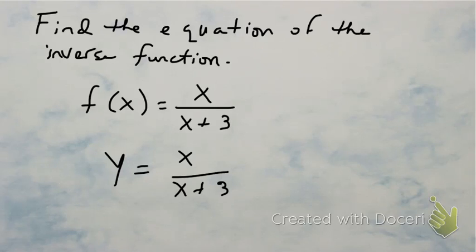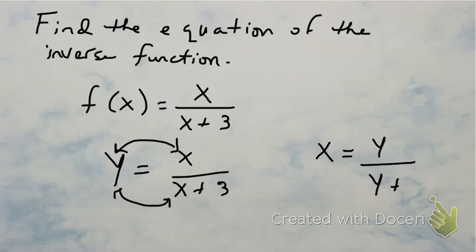Second step, make the switch. Switch your x and y's. That's what happens with an inverse function. When you switch them, we've got x equals y divided by y plus 3. Let's say it again. X equals y divided by y plus 3.